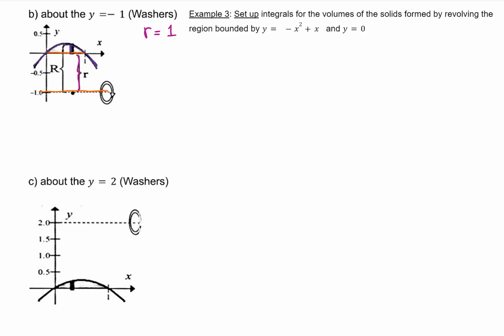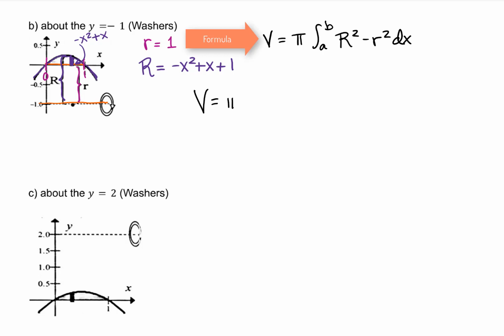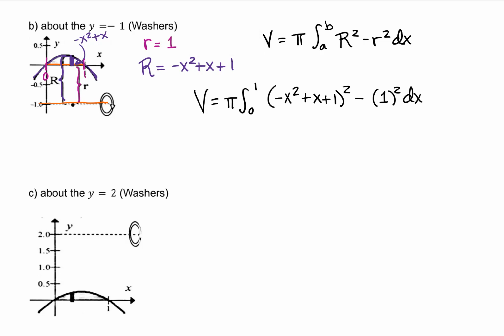The distance between this purple curve and the x-axis is -x squared plus x. So our outer radius, that height, is just giving us the distance between the curve and the inner radius. But the full length of the outer radius, big R, is -x squared plus x plus that inner radius, 1. Now we can set up our integral from 0 to 1 to find the volume of this solid. This is the integral setup for the volume formed by washers here.